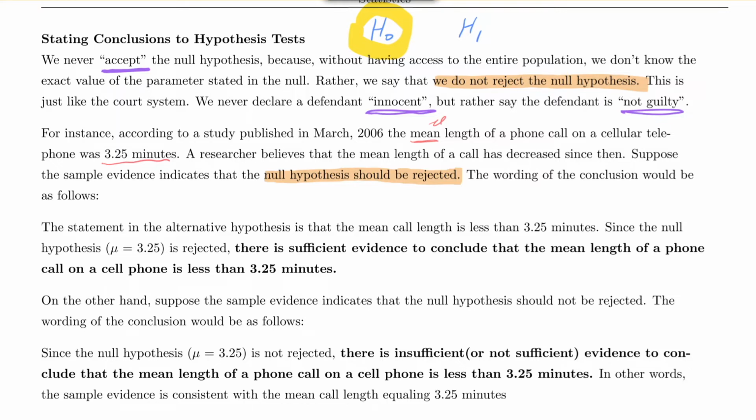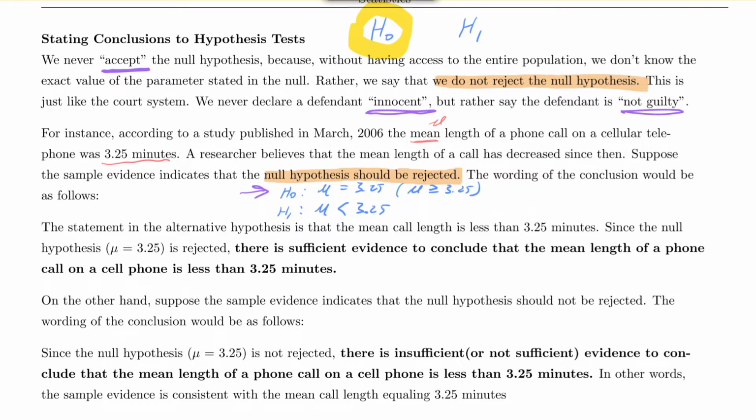The wording of the conclusion to be followed. So let me actually write down the statements first. Alternative is that mean is less than 3.25 because the researcher believes that it has actually decreased. But the null hypothesis is equal to 3.25, or greater than or equal to 3.25. Okay. So if the null is rejected, this is rejected. That means we take less than 3.25, the alternative hypothesis, as a conclusion.